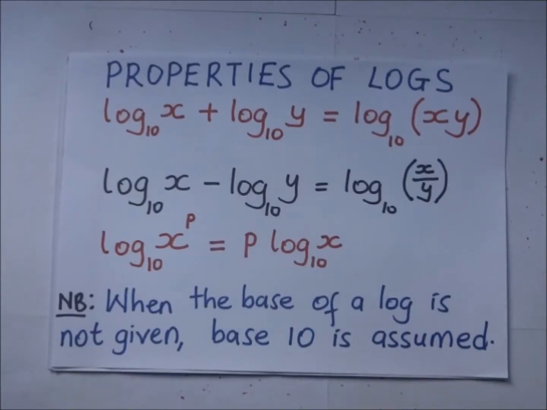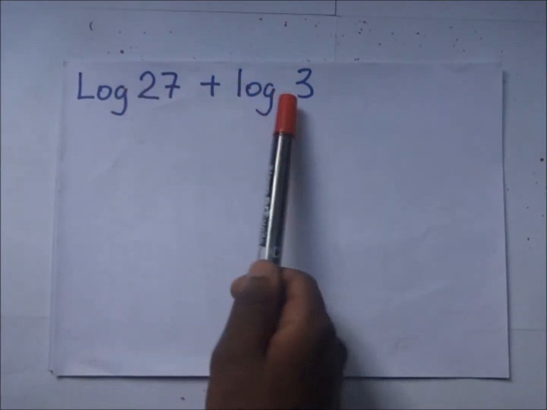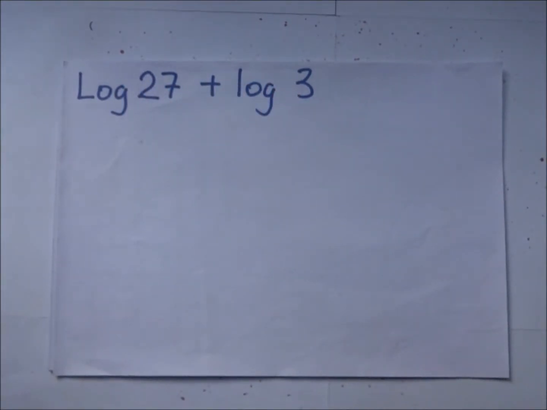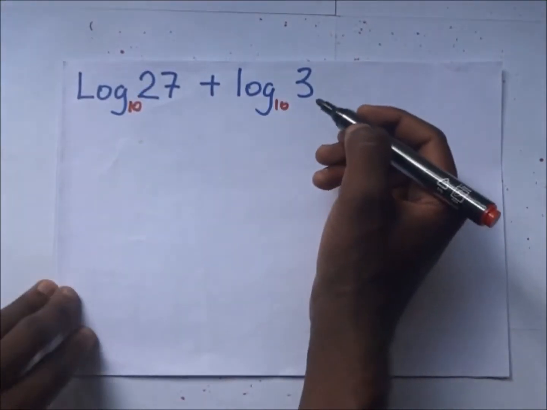In the examples we are going to do, in instances where the base of a logarithm is not given, we assume that the base is 10. In our first example, they're telling us to find the logarithm of 27 plus the logarithm of 3. Here the base is not given, so it means it is base 10. That is the assumption. So this is 10 and that is 10. So we'll go ahead and work.